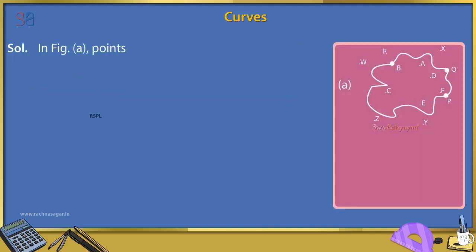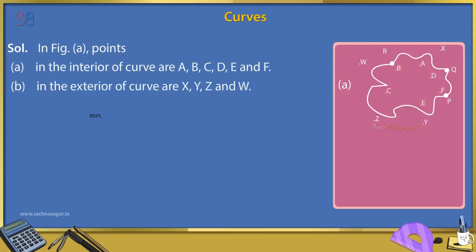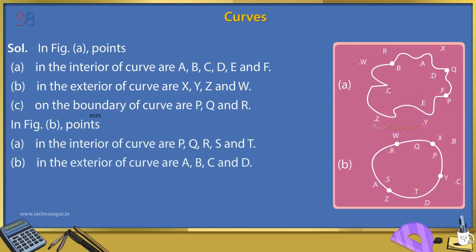Solution: in figure A, the points in the interior of the curve are A, B, C, D, E and F. The points in the exterior of the curve are X, Y, Z and W. The points on the boundary of the curve are P, Q and R. In figure B, the points in the interior of the curve are P, Q, R, S and T. The points in the exterior of the curve are A, B, C and D. The points on the boundary of the curve are X, Y, Z and W.